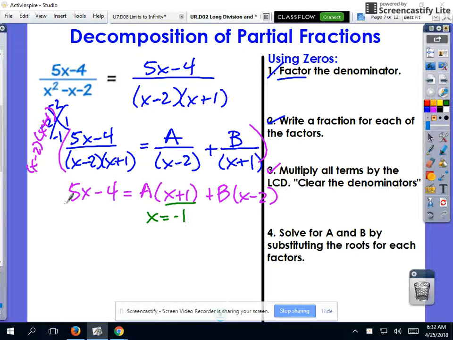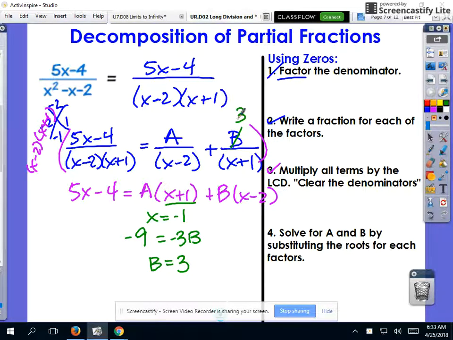So let's apply that to the entire equation. 5 times negative 1 is negative 5, minus 4 is negative 9. So I just plugged in negative 1 where the x was. This guy completely cancels away. And then if I plug in negative 1 here, negative 1 minus 2 doesn't go to 0. That goes to negative 3B. And guess what? If I divide both sides by negative 3, I get B equal to 3. So that gives me one of my two terms. I know that this B up here is 3.